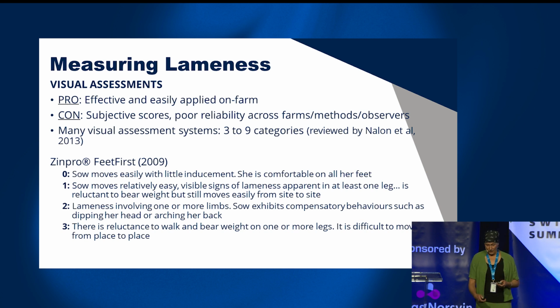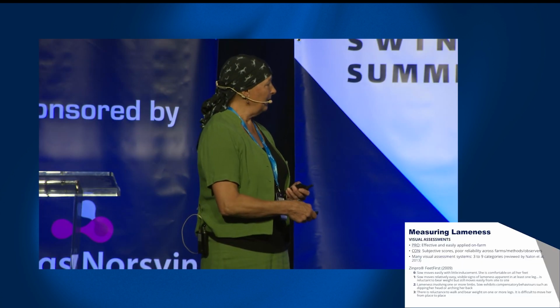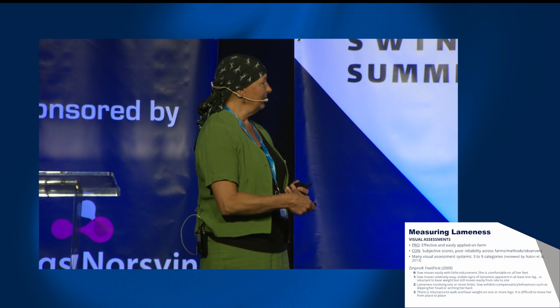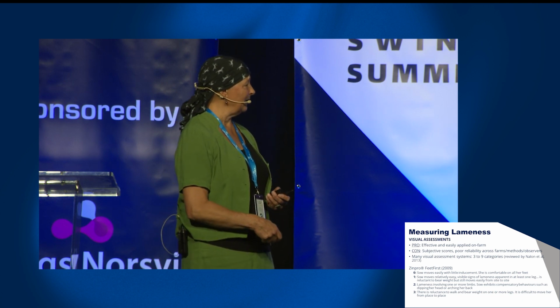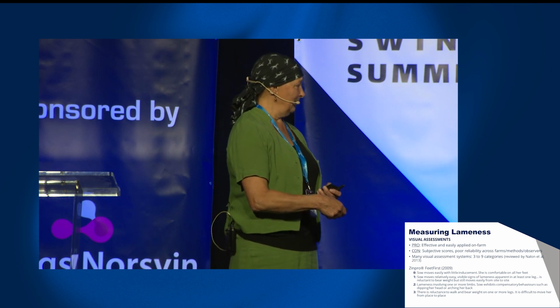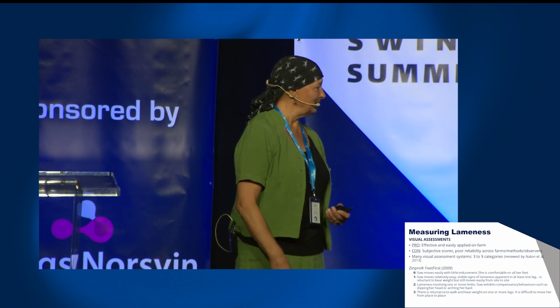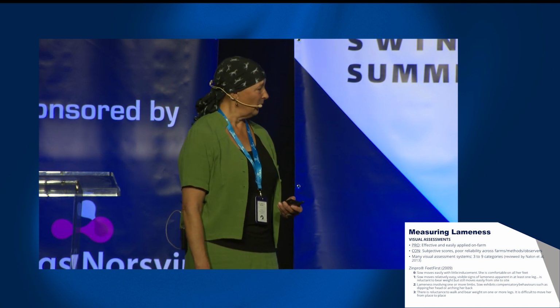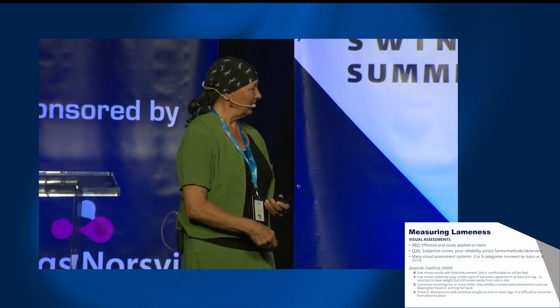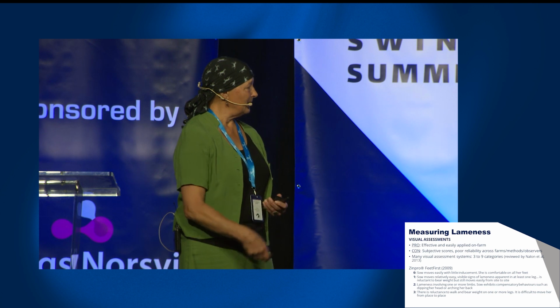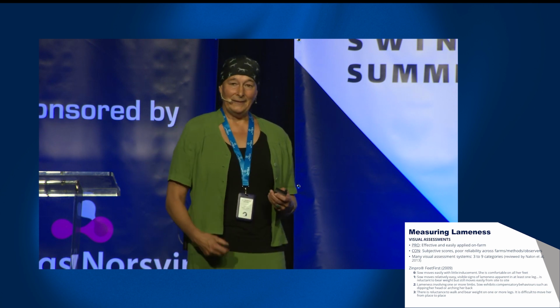We've used at Prairie Swine the ZinPro scale. It's 0 to 3, so 4 categories. Pretty evident from a sow who's moving easily and fluidly, down to a score of 3, where there's a reluctance to bear weight. She's not really getting around or barely able to get up, and the stages in between. So, it's a balance.